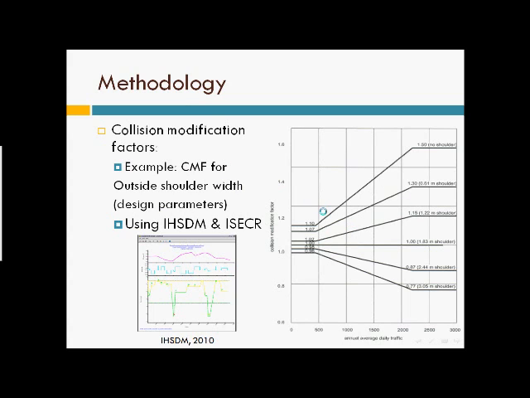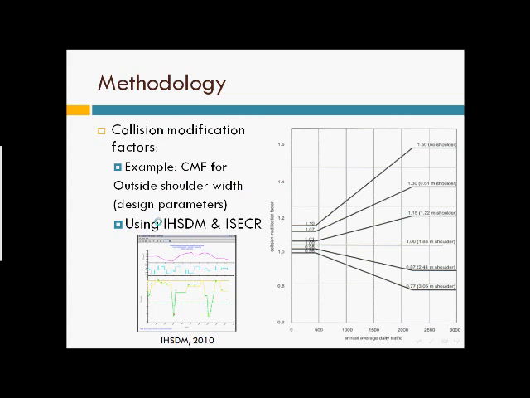There are various types for expressing the collision modification factor. One of them is a chart for the collision. For example, when we have a very big shoulder, for 2000 annual average daily traffic, we can get a 0.8 collision modification factor. If we have a very small shoulder or no shoulder, we will get a very high collision modification factor. That means that it will increase the collisions in this case. And then we do this for all other input data.